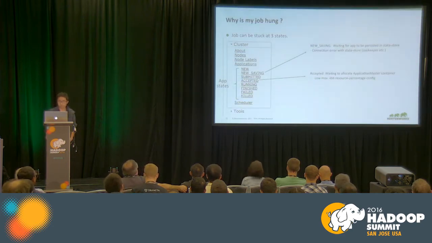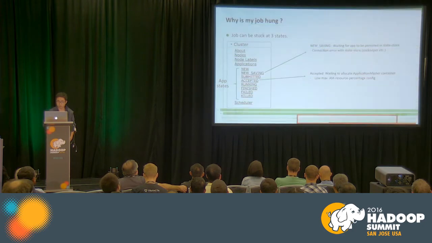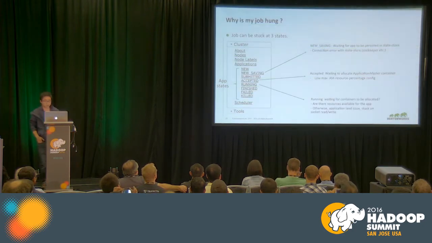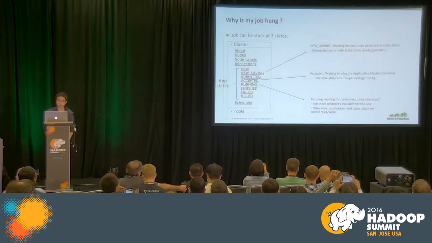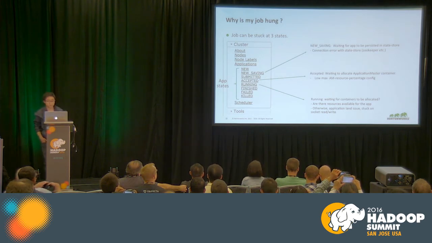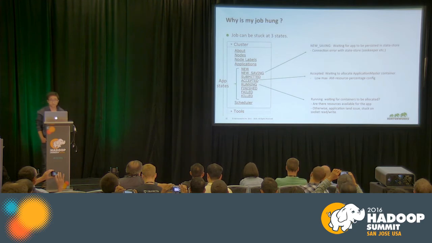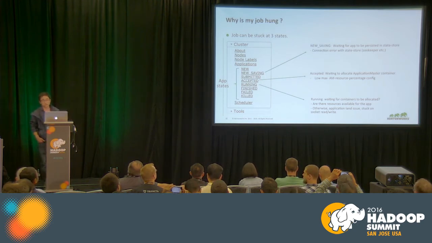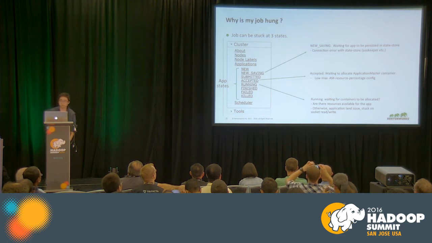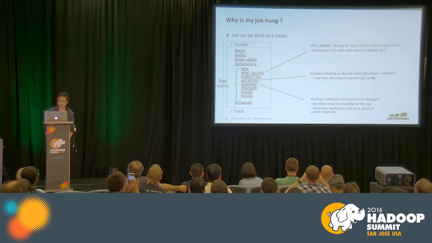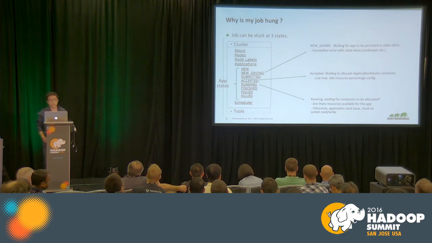The third state the app could be stuck on is the RUNNING state. Sometimes it's caused by the app waiting for new containers to be allocated. So oftentimes we check whether there are enough resources available for the app. I will explain this in more detail later on. Otherwise, sometimes it's caused by an application-side issue, like the app being stuck on reading and writing from the network.